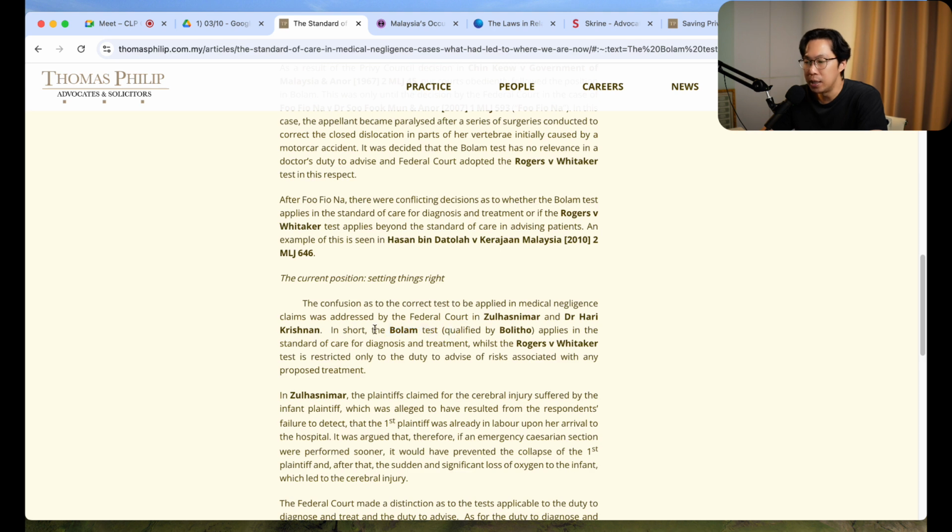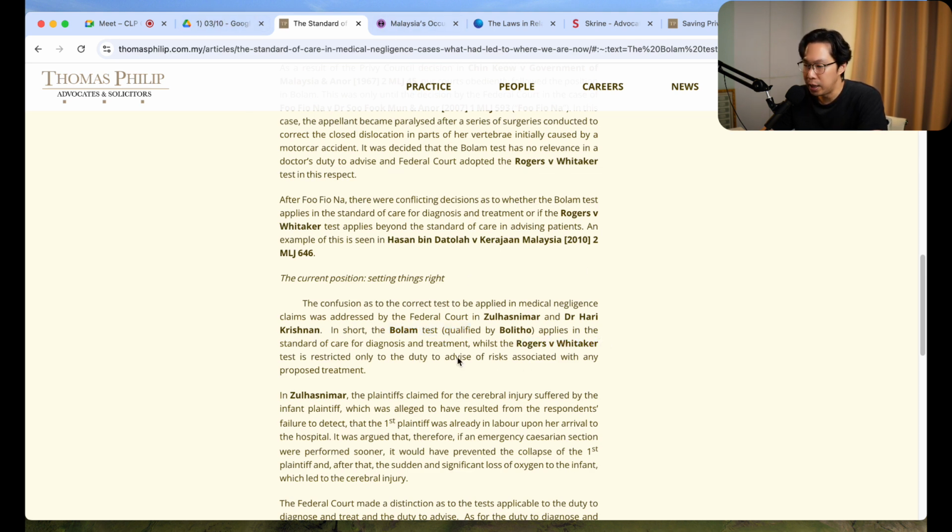So the Bolam test is based on what another reasonable doctor, or what a group of doctors, would do. Just like us, we have the Bar Council, you have the Medical Council as well. They will ask professional people to come and say, in this kind of scenario, what would you do? Then they compare with what the defendant doctor did, and whether it is reasonable or not. So I want you to read it, and maybe you can make notes on this. I also made a podcast about this. Listen to the podcast, read this article, read Fufiona, read Zuhasnima.